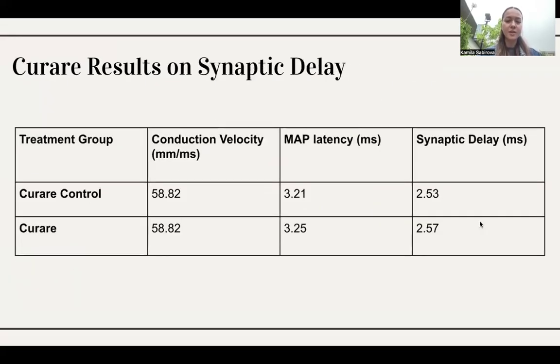And then the conduction velocity, MAP latency, and synaptic delay had the same calculation, and no differences were found across conditions.